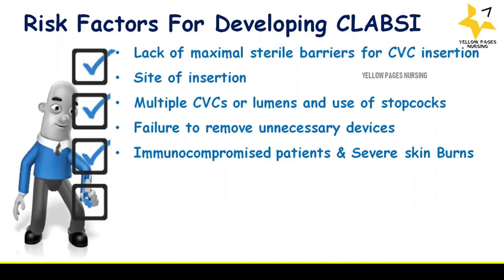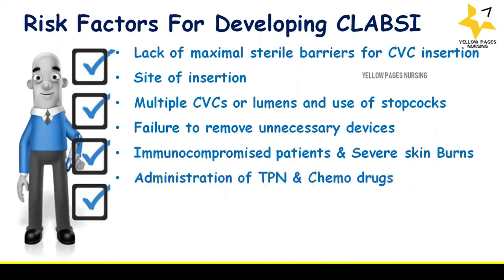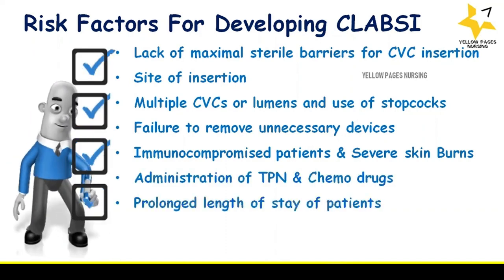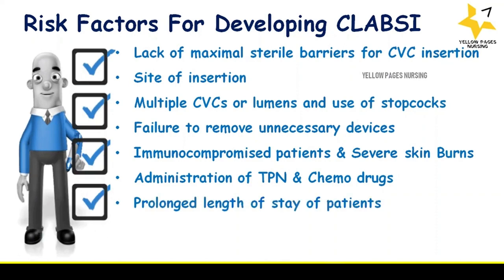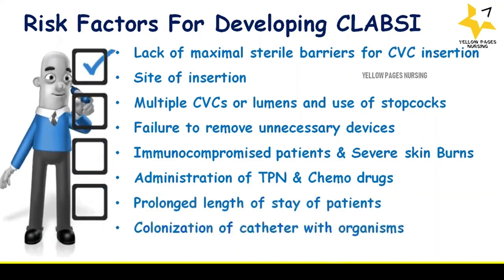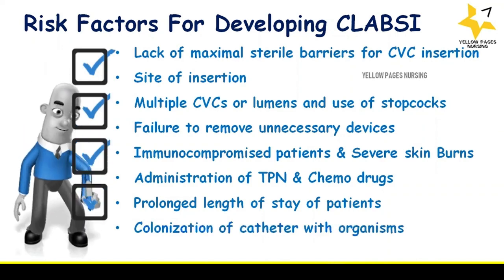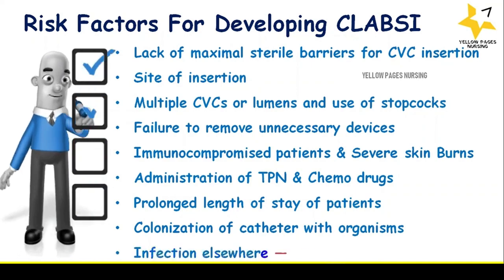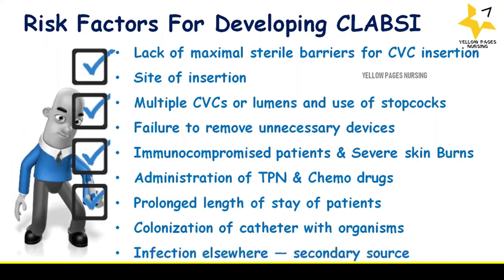Next is administration of total parenteral nutrition and chemo drugs. Next is prolonged length of stay of patients prior to placing central venous lines. Next is colonization of catheter with the organisms. This may be because of improper handling of central venous lines. Next is infection elsewhere because of any secondary source.